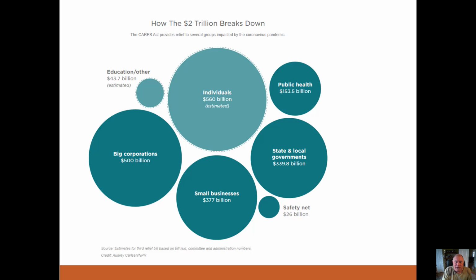When we look at the CARES Act, and I want to go through this just so you get a sense, which is the $2 trillion one that was March of last year, it gave $560 billion to individuals. That's the stimulus payment. Big corporations got $500 billion, small businesses $377 billion, state and local governments $340 billion. They put $153 billion into public health and then a little in education. But this all comes up to $2 trillion that has been spent or is trying to be spent.